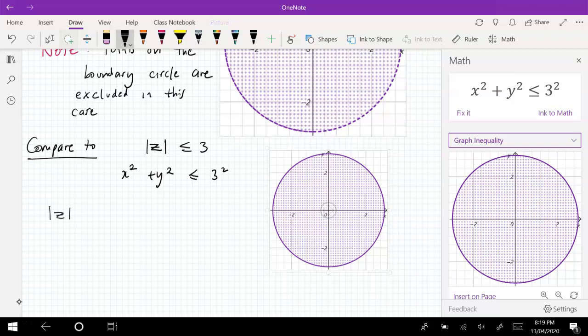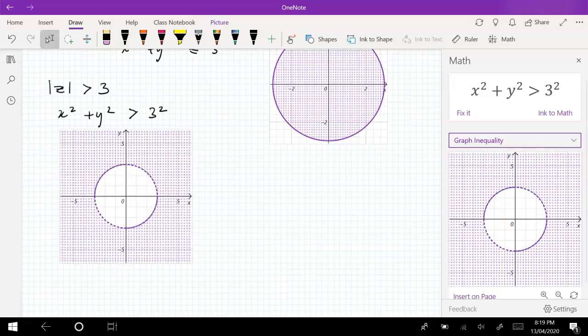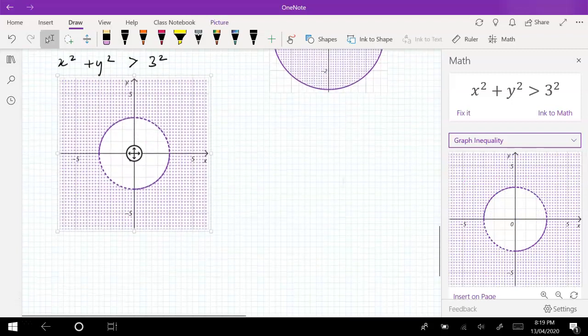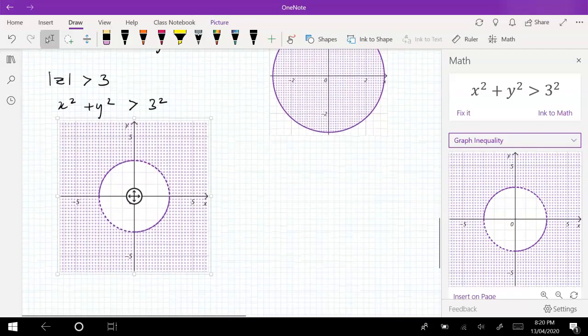The very last case for comparison is the inequality modulus of z is greater than 3. The inequality in this case becomes x squared plus y squared is greater than 3 squared, which gives us this graph here.